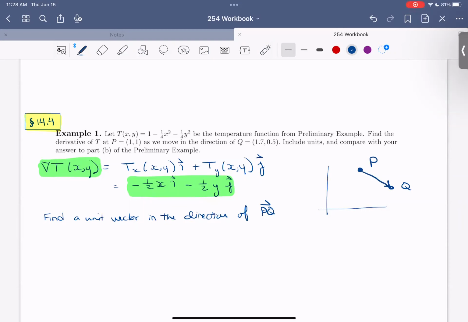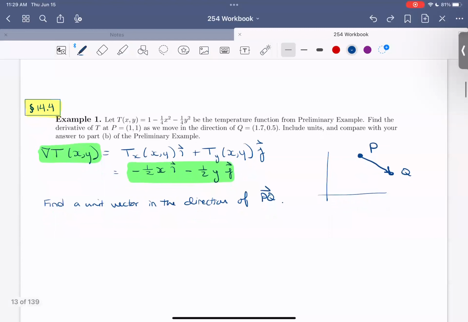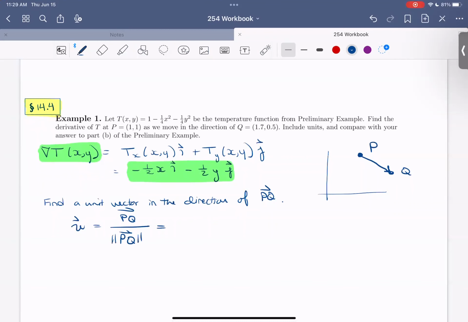In order to make it a unit vector, what we're going to do is divide by the length of PQ. You might have seen this before in another math class. If you took Math 153 with me, we've seen this in our previous work with vectors, which will look like the following. Our unit vector is going to be equal to that vector PQ, but now we need to divide by the length of PQ, to normalize it, or to make it have a length of just 1. First, let's compute what that PQ vector is.